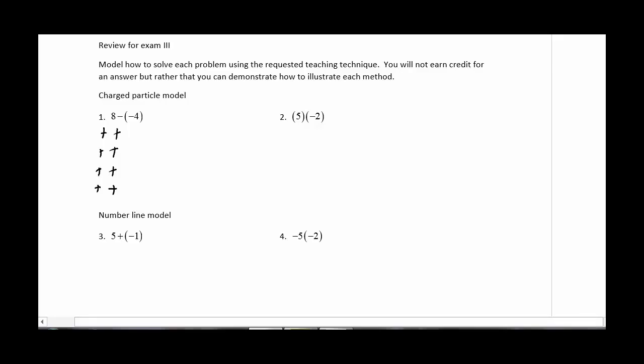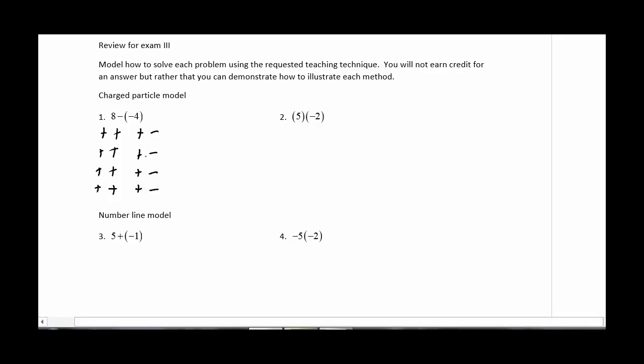And then subtracting means that I'm going to take something away, and I want to take away a negative 4. Well, right now I don't have negative 4 to take away, but I can always add 0. And so in adding 0, I'm going to add what's called a 0 pair. So I'm going to add a plus and a minus at the same time, which cancel each other out. But I'm going to add 4 of those.